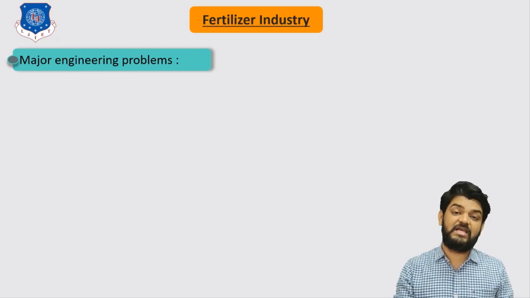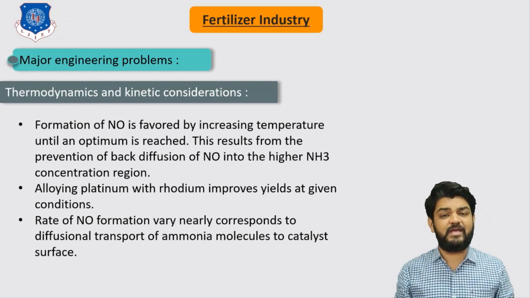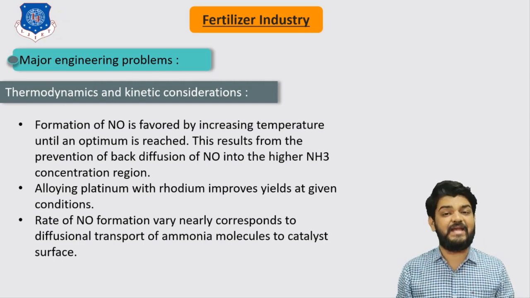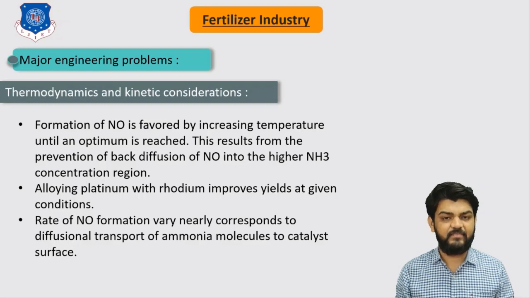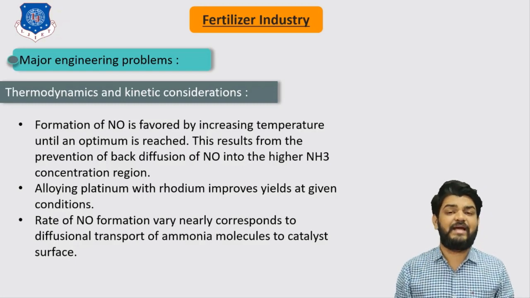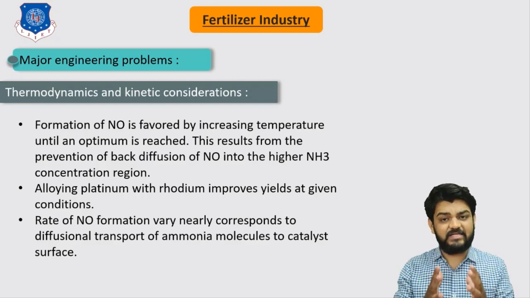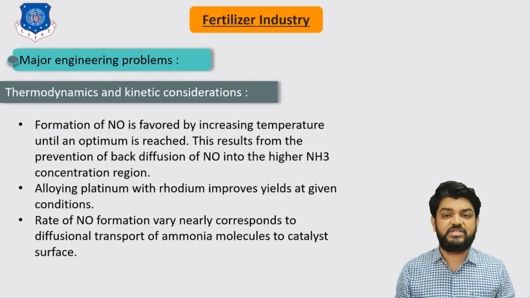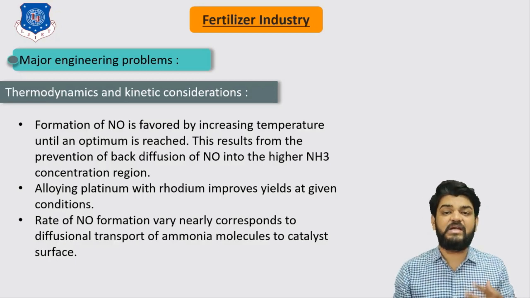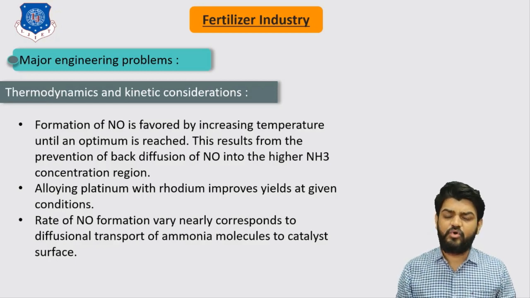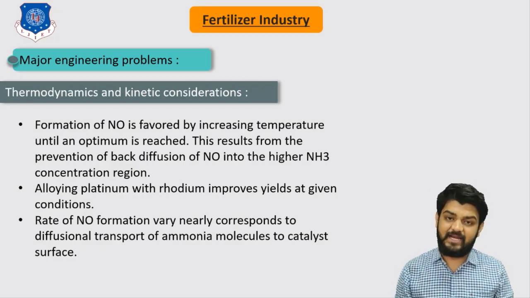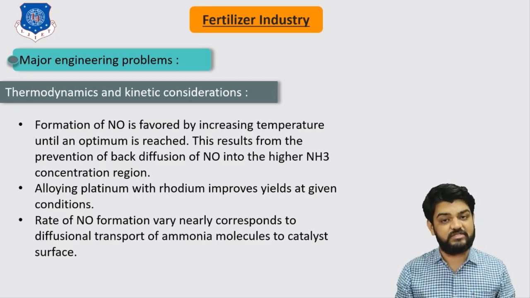Now, the first topic in the major engineering problems is the thermodynamics and kinetic consideration. As we know, in the production of nitric acid we are using a very complex type of reactor, or converter, which serves different purposes at different levels. So it is very necessary to understand the equilibrium and kinetics associated with this process.